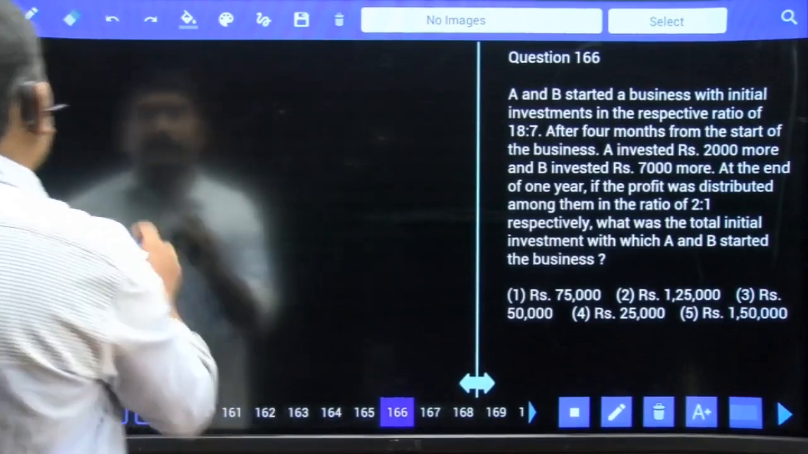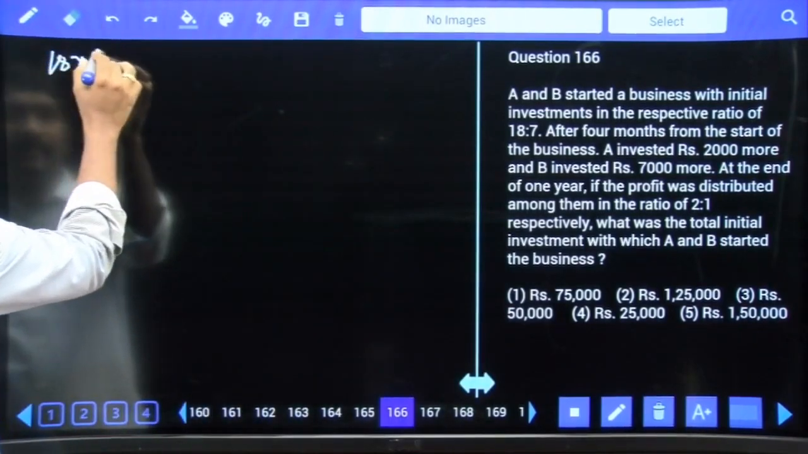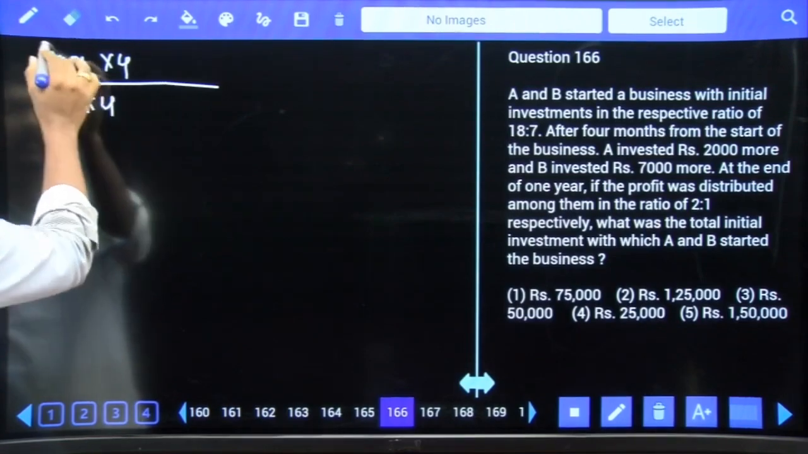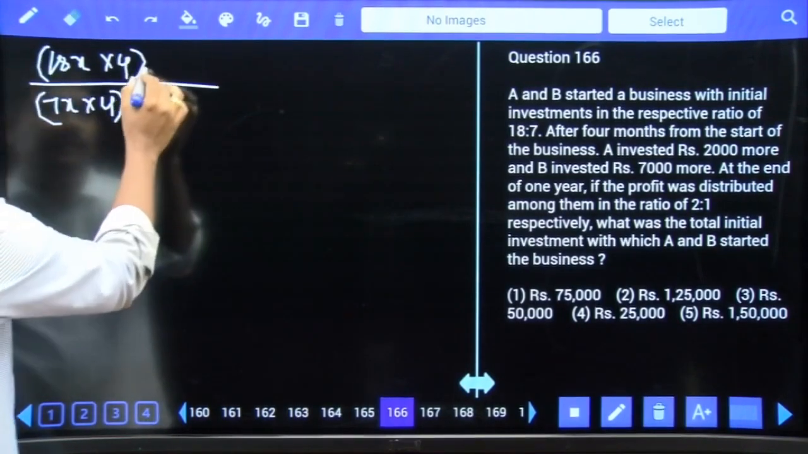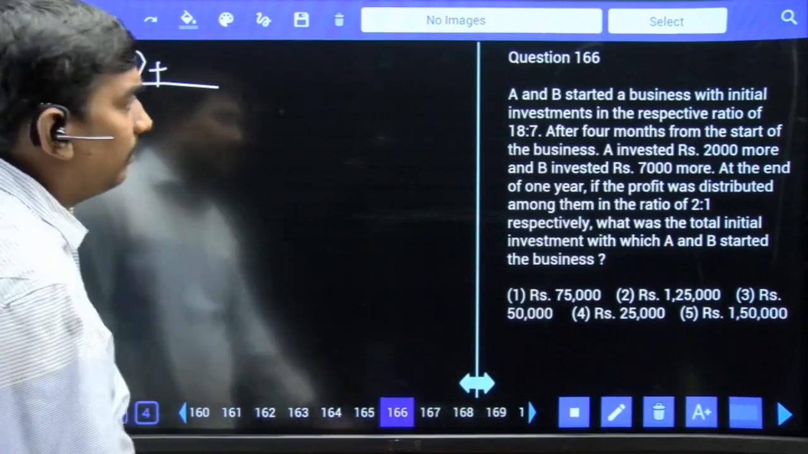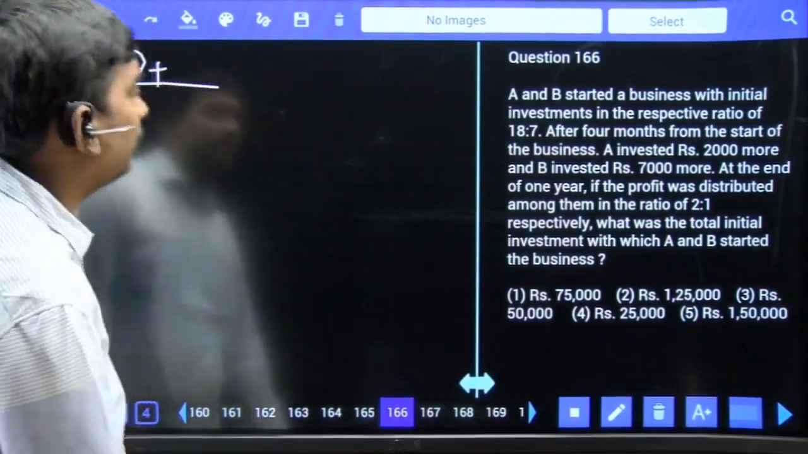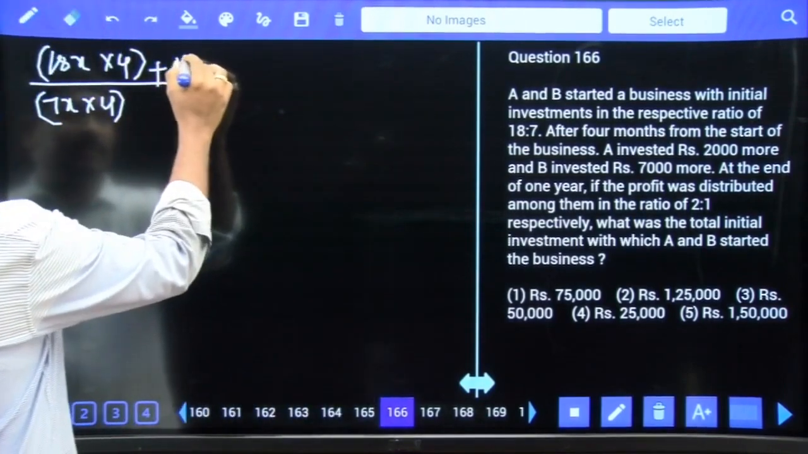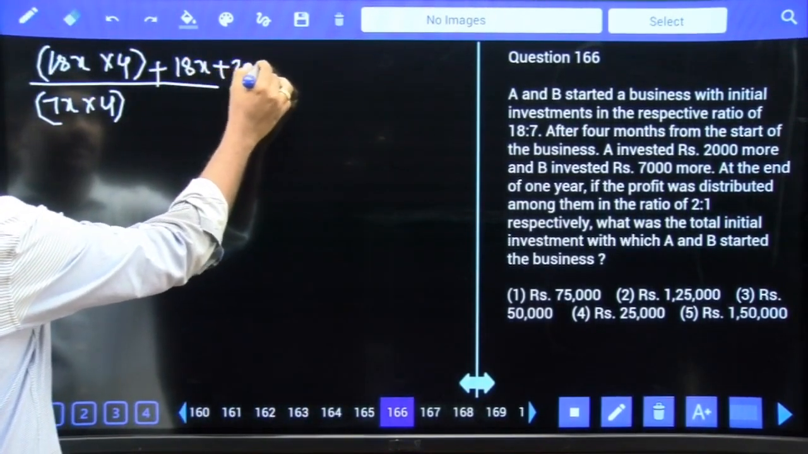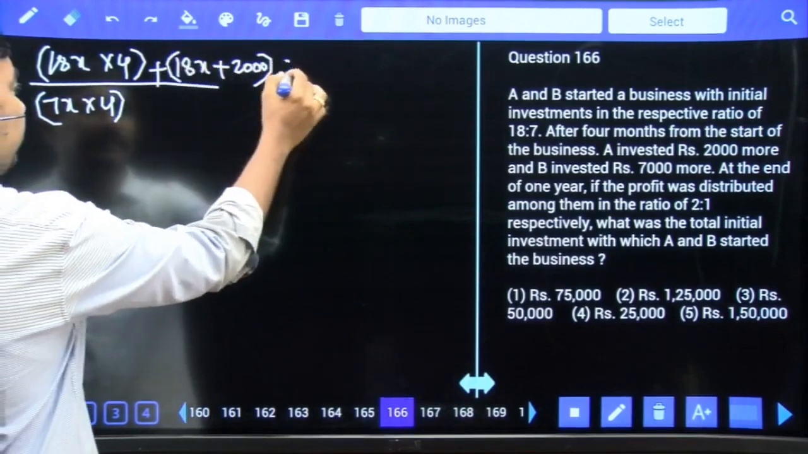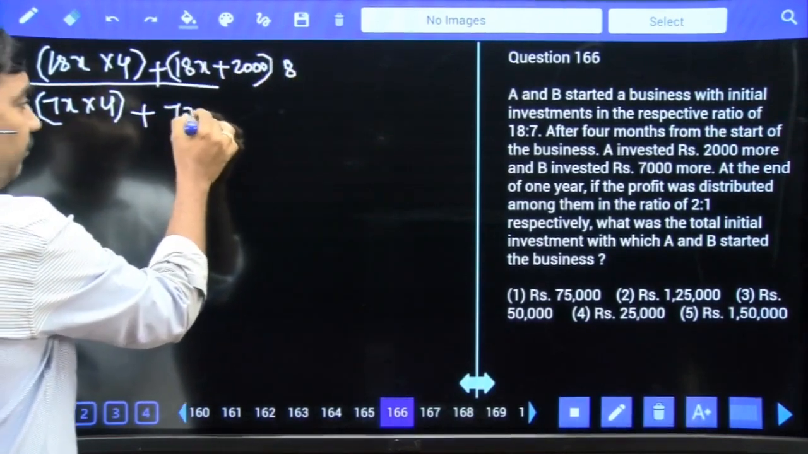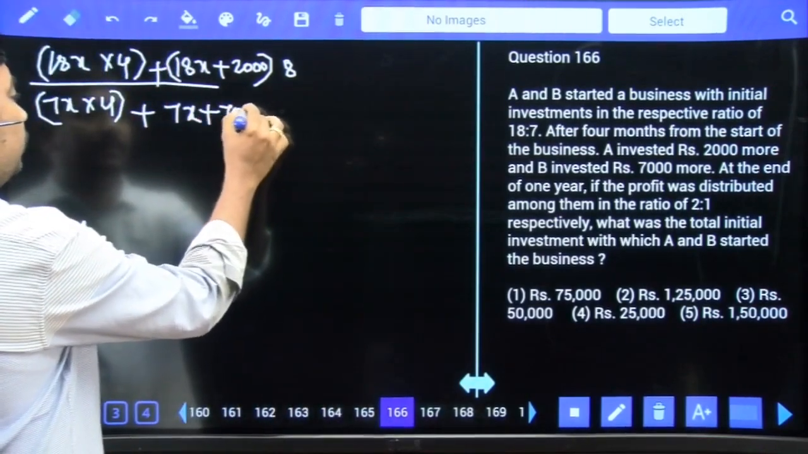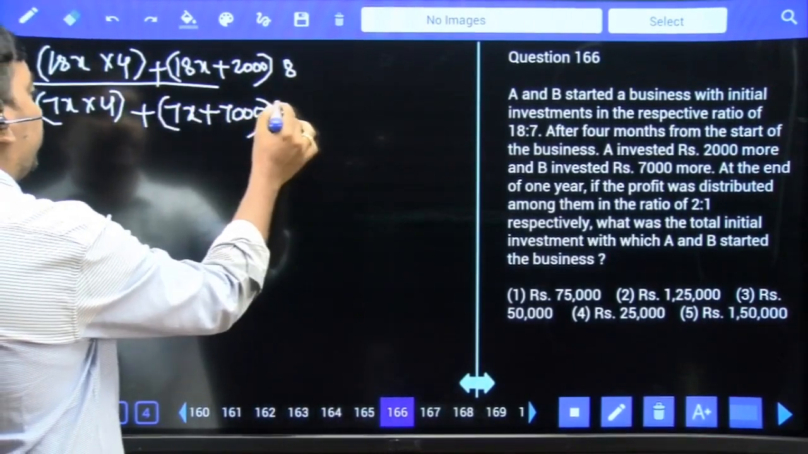For 4 months, 18:7 means 18x for A and 7x for B. After 4 months, A invested 2,000 more. Already 18x is there, so 2,000 more means 18x plus 2,000 for the remaining 8 months. Whereas B invested 7,000 more, so 7x plus 7,000 for the remaining 8 months.